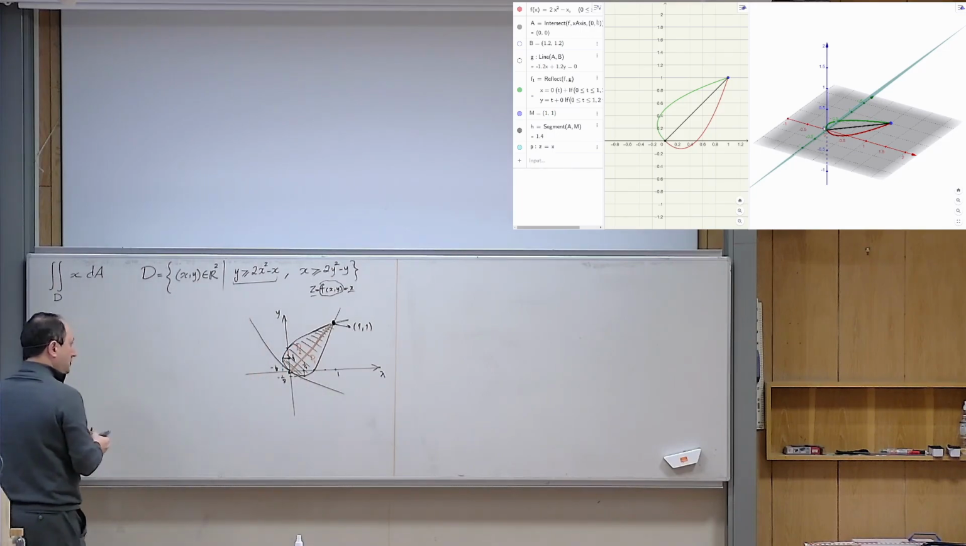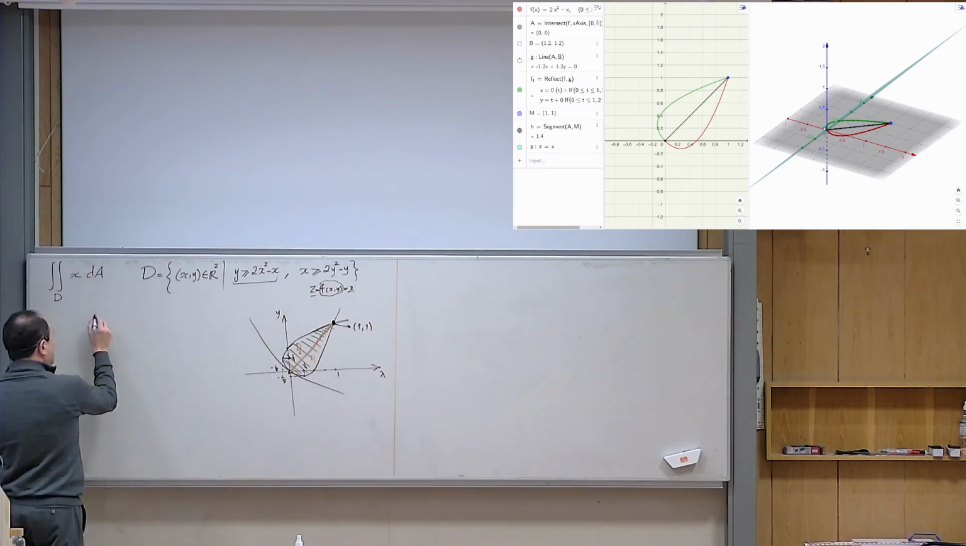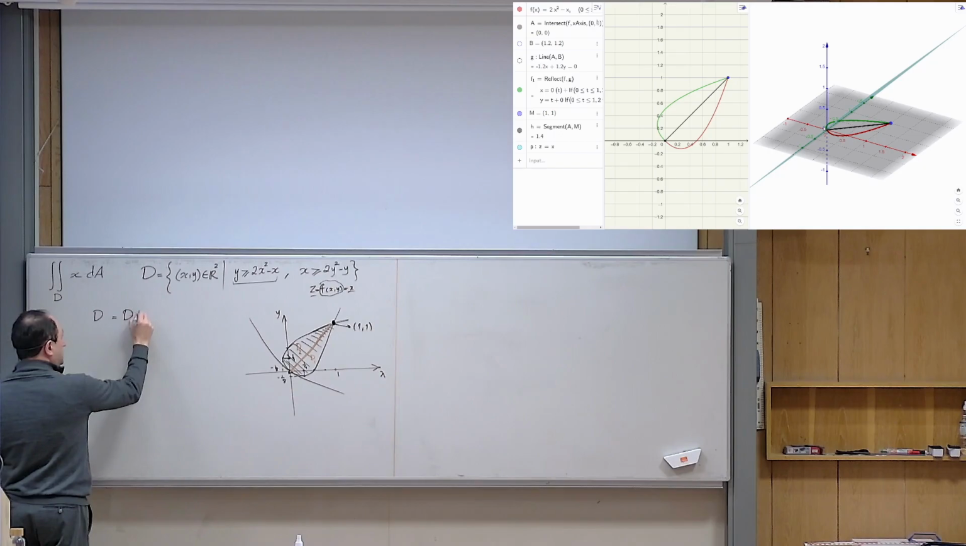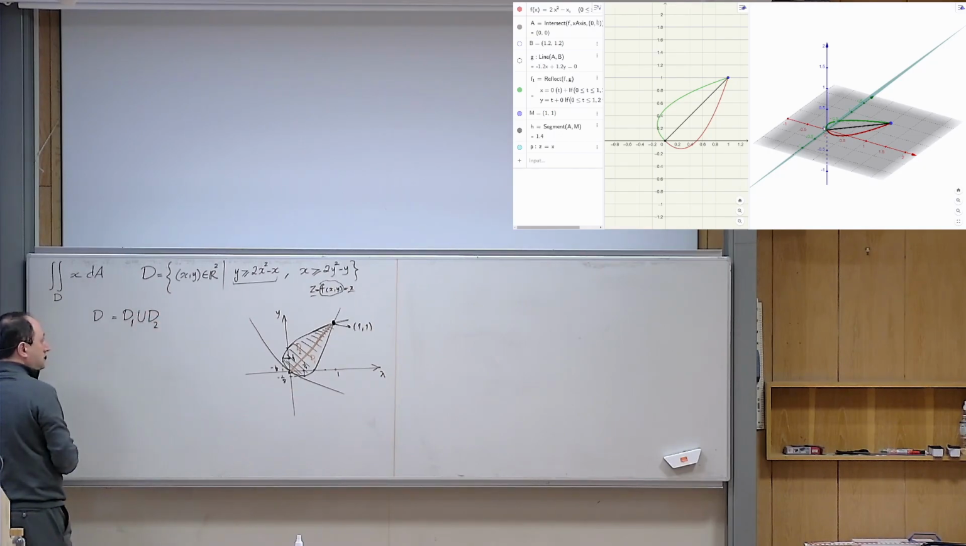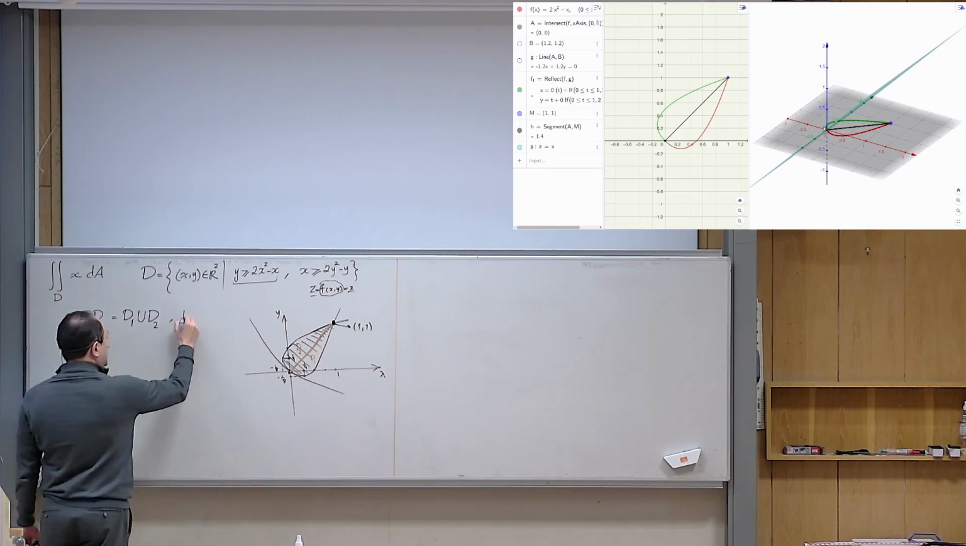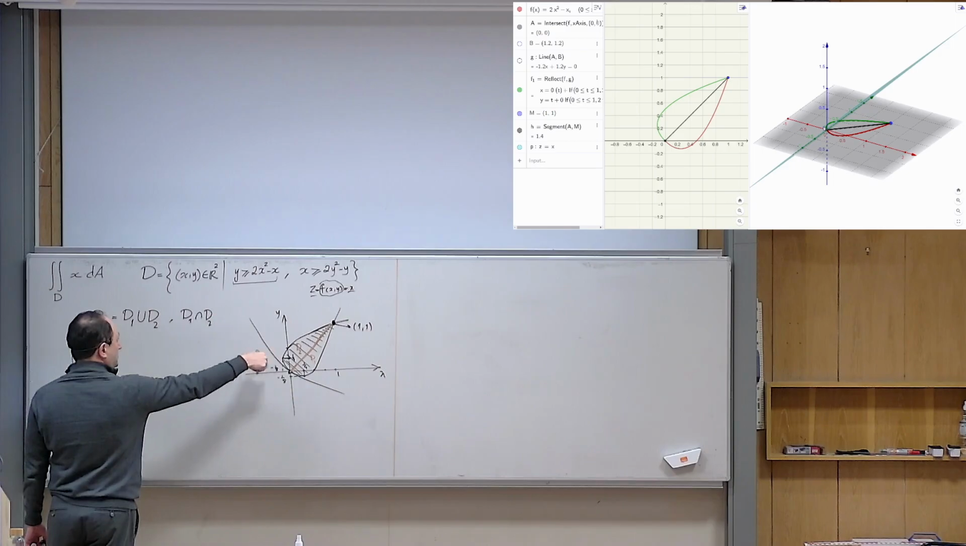So what is happening? D is the whole region. If I ask you what is the relation between the region D and these two subregions, you would tell me that if you union these two regions as sets, I will get the region D. Moreover, there is no overlap between these regions, except, of course, that line.